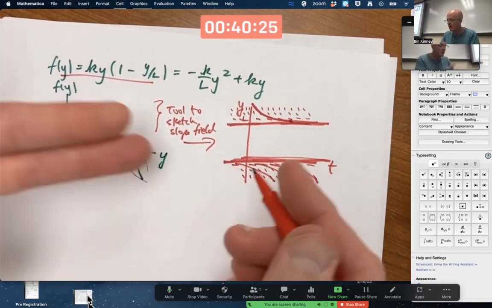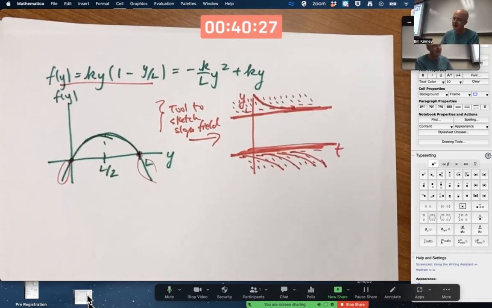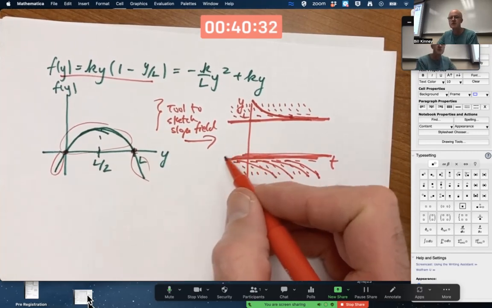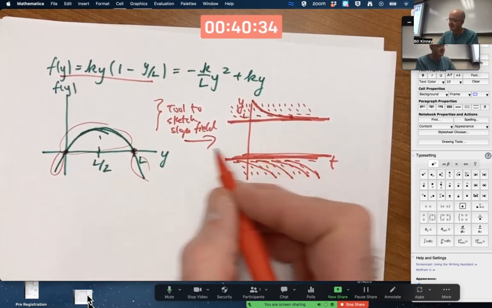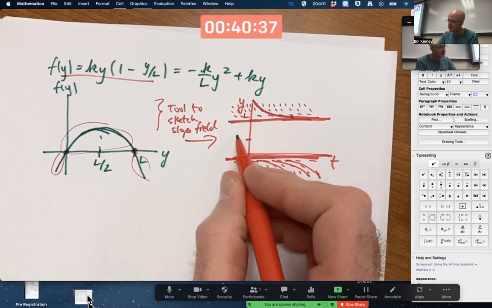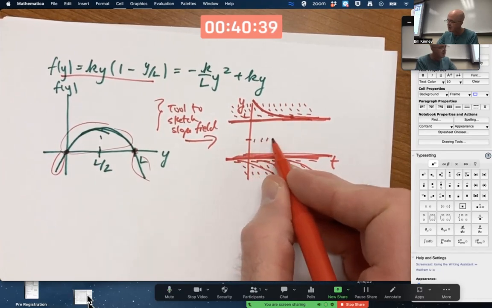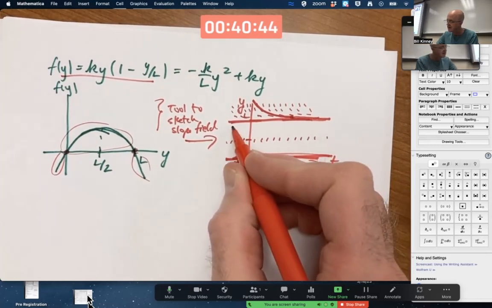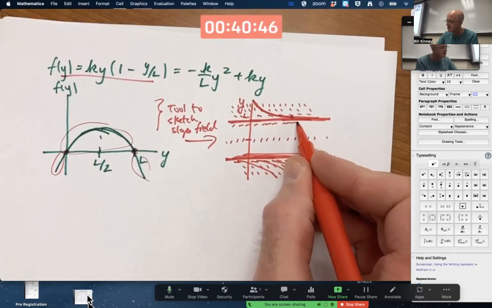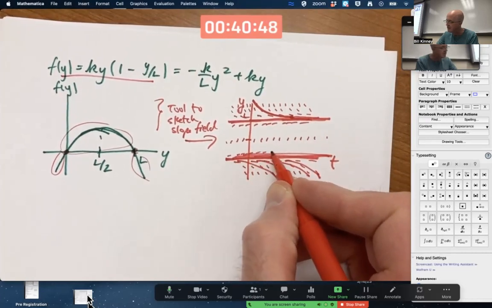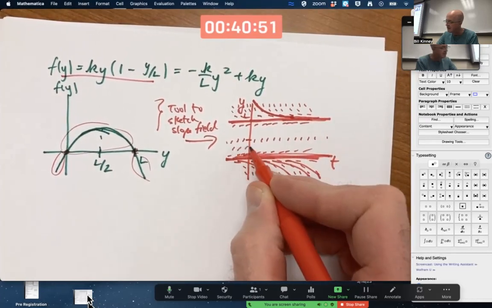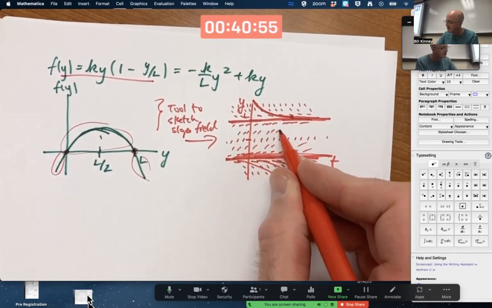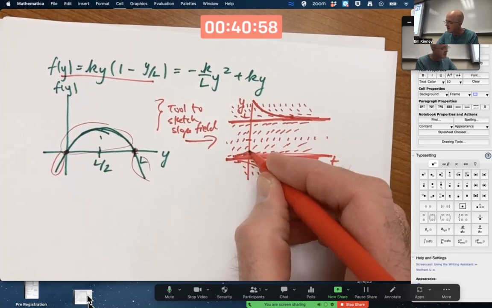In between is where the more interesting and important stuff happens, and that's where the right-hand side is positive in value. So your slopes are going to be positive, and in fact, most positive at L/2. That's where the slope marks are going to have the highest positive slopes, and then they're going to be closer to 0 as you get close to L or close to 0. Some intermediate slopes in here. And solutions are going to look like this.